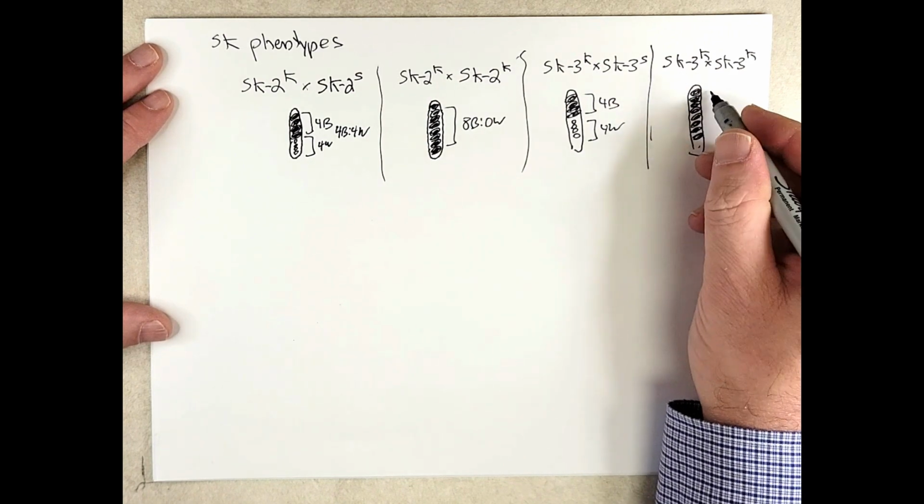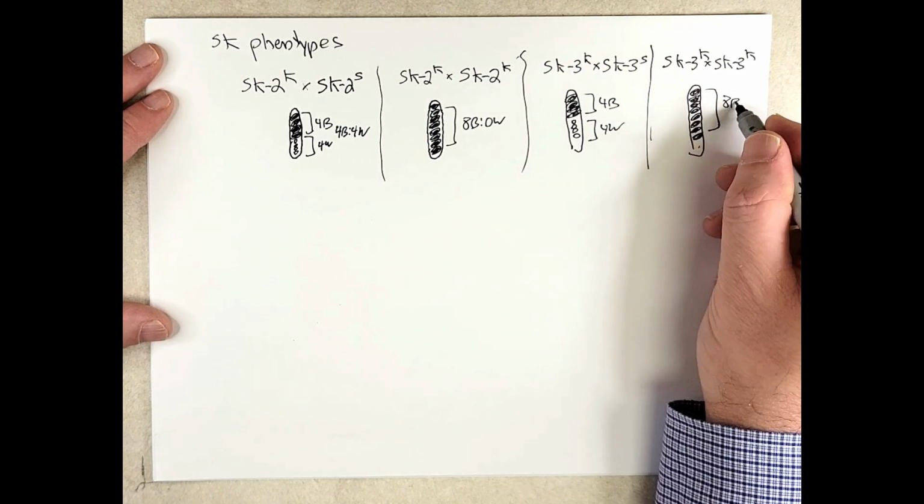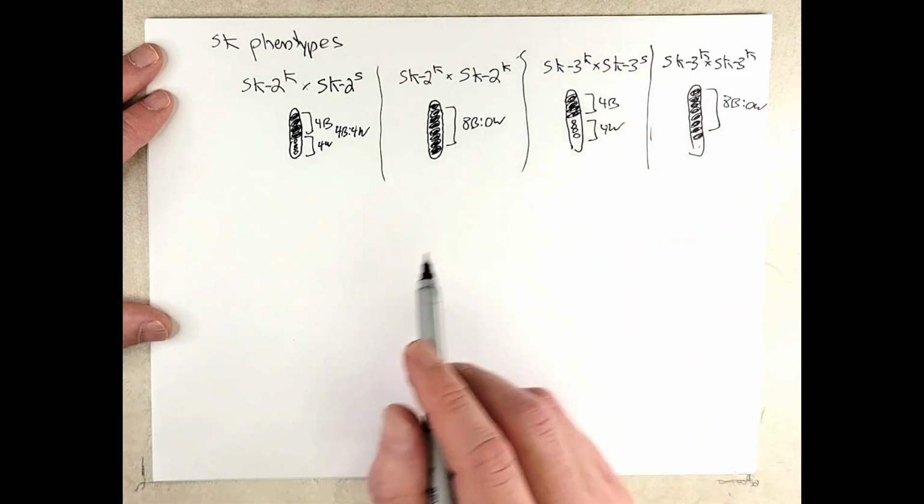And my ascus is a little too big here. Sorry about that. 8 black, 0 white phenotype.